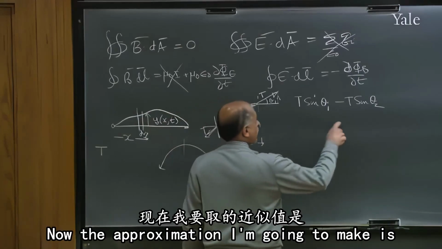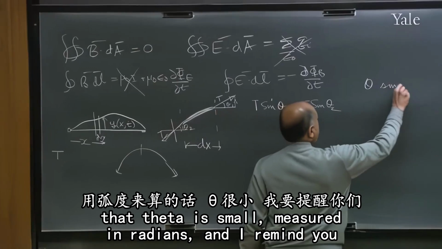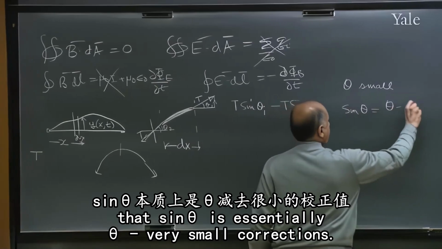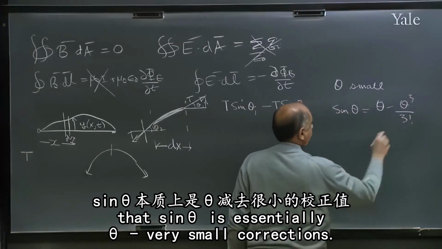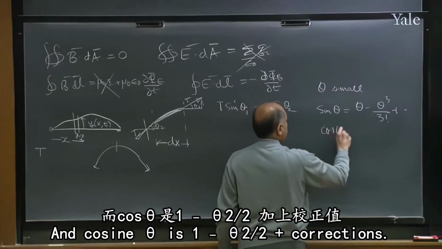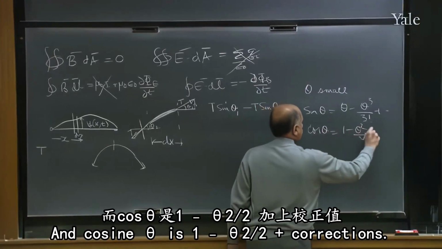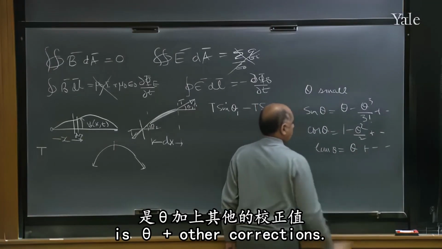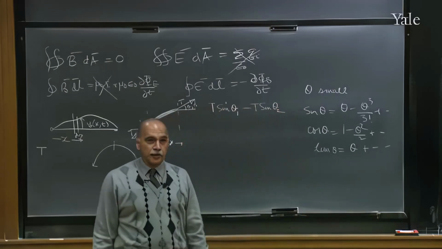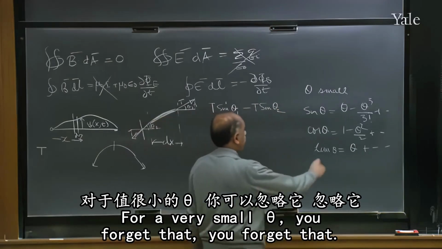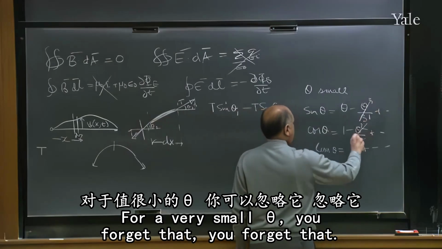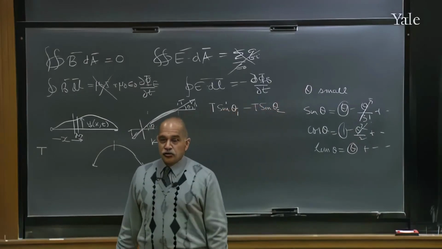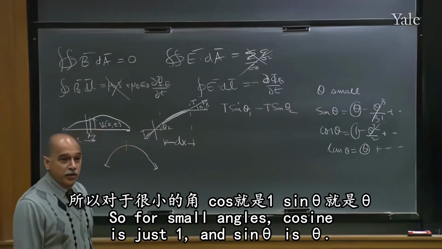Now, the approximation I'm going to make is that theta is small, measured in radians, and I remind you that sine theta is essentially theta minus very small corrections, and cosine theta is 1 minus theta squared over 2 plus corrections, and tan theta, which is the ratio of these guys, is theta plus other corrections. For very small theta, you forget that, you forget that. You keep things of order theta in every equation. So for small angles, cosine is just 1, and sine theta is theta.